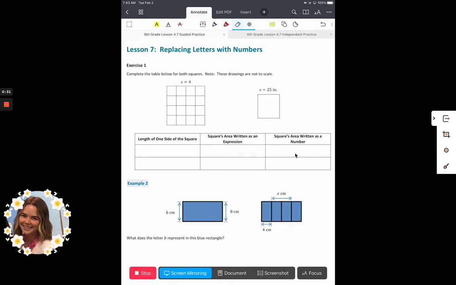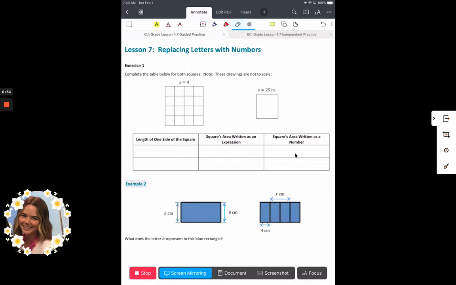So exercise 1 says to complete the table below for both squares. And it also says to note that these drawings are not to scale. Obviously, that teeny tiny little square is not 25 inches across. So let's start with the first square.